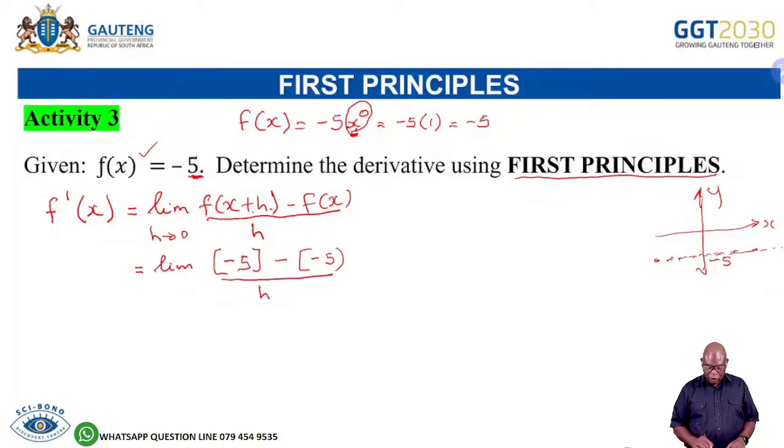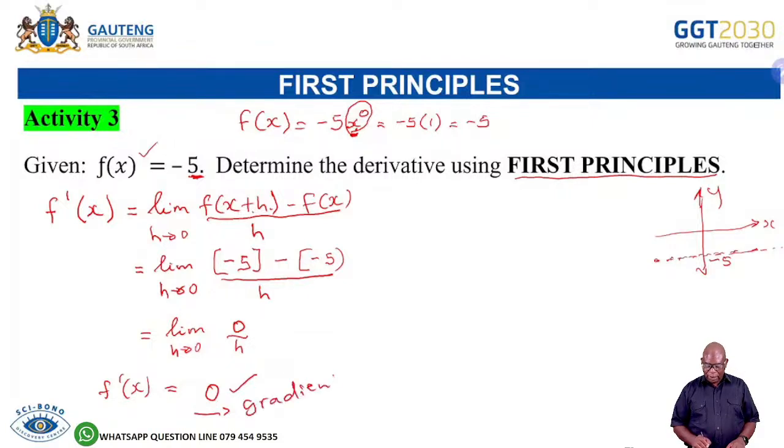Divided by h when h approaches 0. So I'm going to get the limit of minus 5, negative is positive, so it will be negative 5 plus 5, and the answer will be 0 over h. And 0 over h is nothing else but a 0, meaning that f derivative of x is 0, and this is the gradient. So the gradient of the graph of negative 5 is 0. So that's how we do it using the first principle.